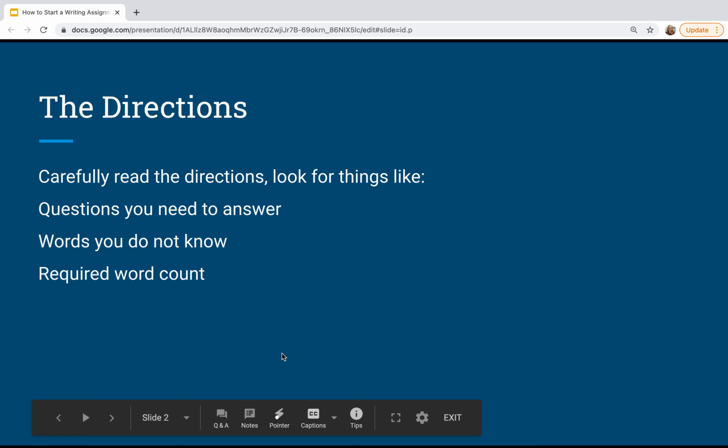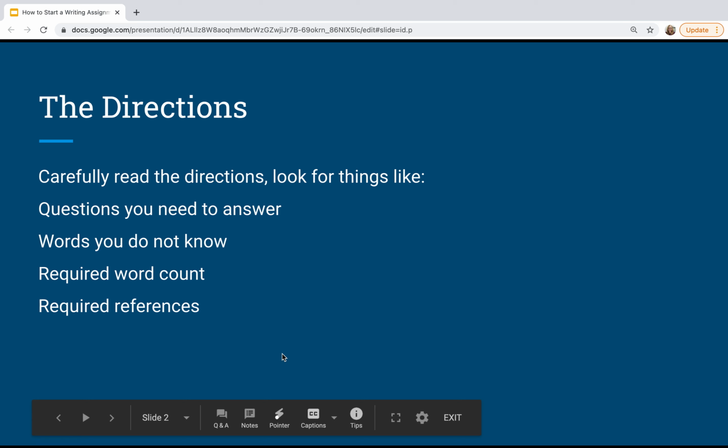Look for a required word count. This will help you figure out about how long your paper will need to be. The average word count for a one-page paper, double-spaced, is 250 words. So if your instructor is asking for a 1,000-word paper, that is about 4 pages double-spaced.